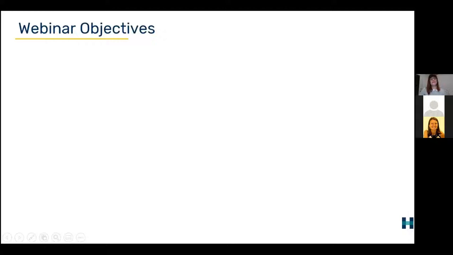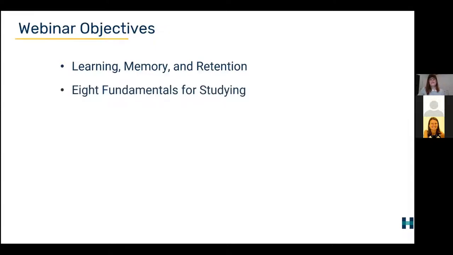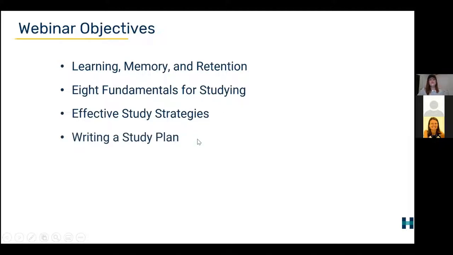learn in this session. First, how does learning, memory, and retention affect studying for a test? The eight fundamentals for studying, which are going to sound a little similar if you attended the processing session, and I'm going to have a link for that as well. Effective study strategies. Each of these fundamentals will have strategies that can be related to them. Then, how do you write a study plan? Because one of the problems is that students start from scratch every time they take a new test, when once a study plan works, you can just follow that same study plan.